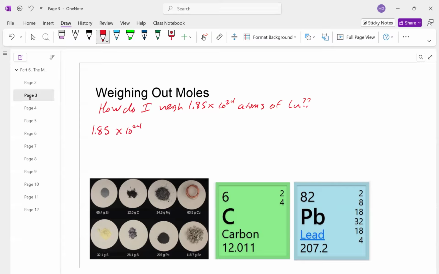So I'm going to take the 1.85 times 10 to the 24th atoms of copper, and I'm going to use Avogadro's number. I want atoms to cancel out, so I put that on the bottom, and I'm going to put moles on the top. There's my conversion factor. So those cancel out, and that comes out to 3.07 moles of copper. Now, this is a much more manageable number.